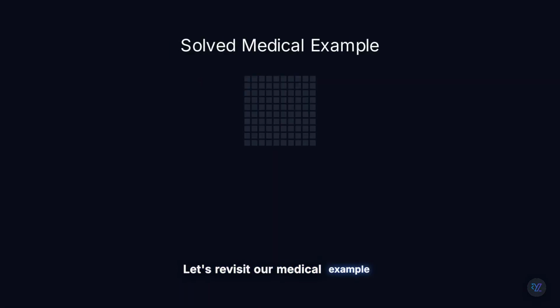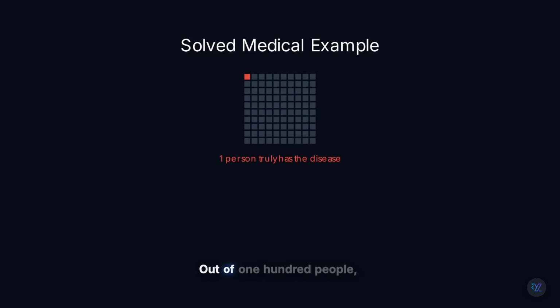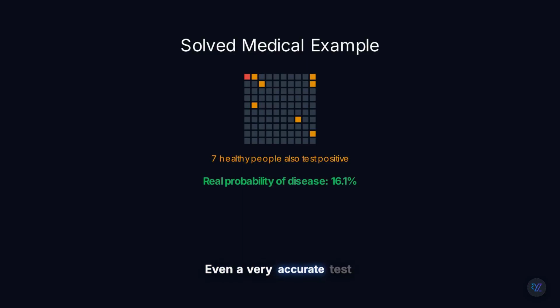Let's revisit our medical example with real numbers. Out of 100 people, only one actually has the disease. Even a very accurate test can occasionally produce false positives, so some of the 99 healthy people still test positive. When we run the real numbers through Bayes' theorem, a positive test only puts this patient's true probability of having the disease at around 16%. So seeing a positive result doesn't guarantee the disease. Without Bayes, our intuition is often wrong.